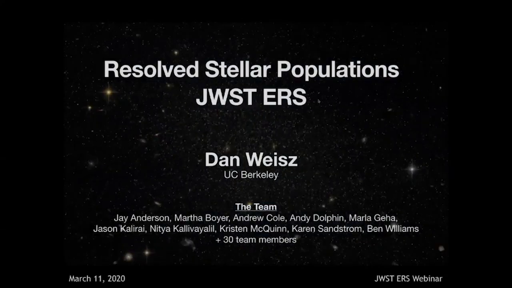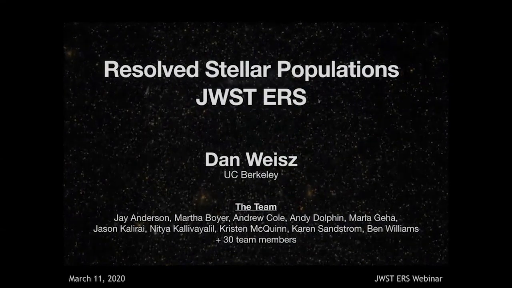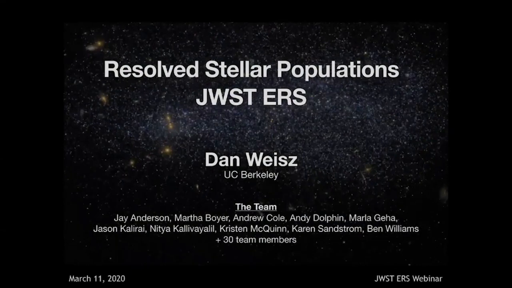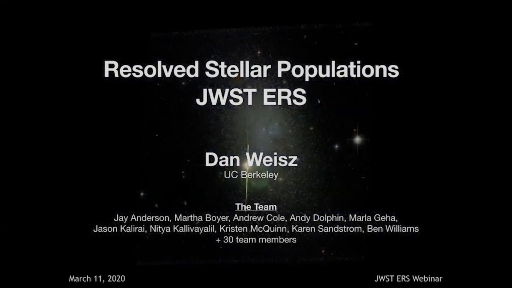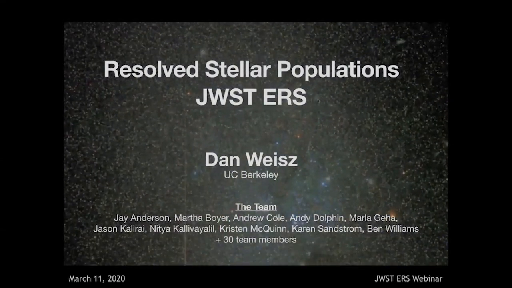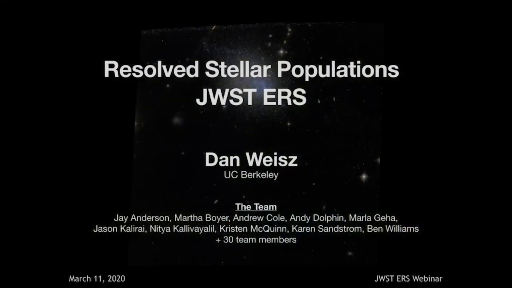Yes, I'm Dan Weisz. I'm the principal investigator of the Resolve Stellar Populations JWST Early Release Science Program. I'm at UC Berkeley, and none of this would be possible without this wonderful team of about 40 members. The primary scientists are listed here, and there's about 30 other team members that are doing fantastic work.